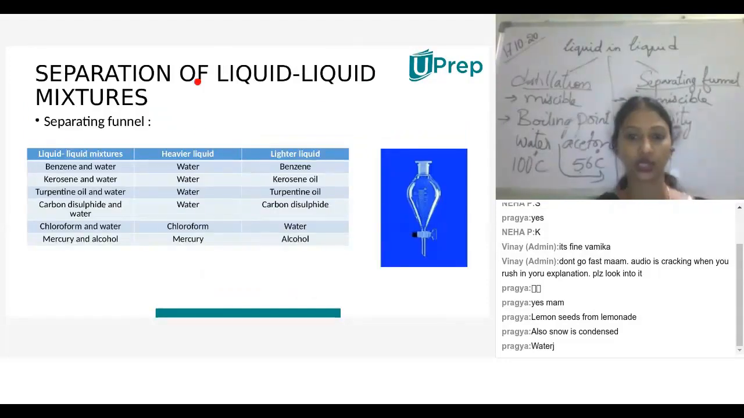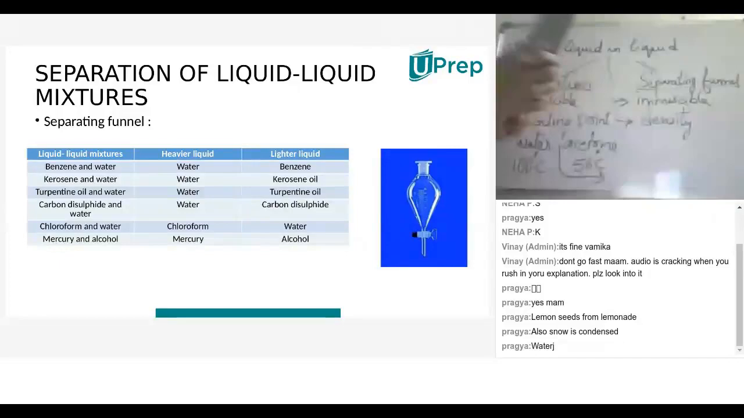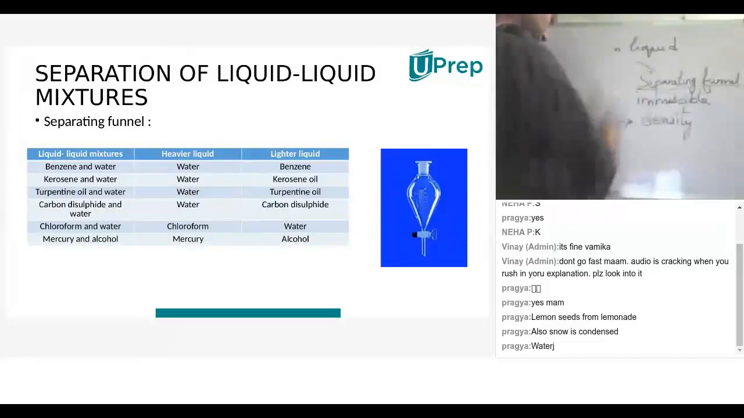Let us go with the liquid mixture separating funnel. So this is a simple separating funnel. I want to show you the principle of how it works to separate two different immiscible liquids.